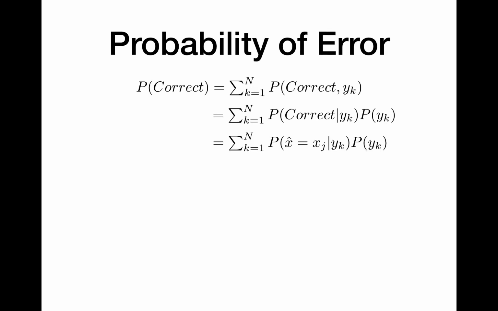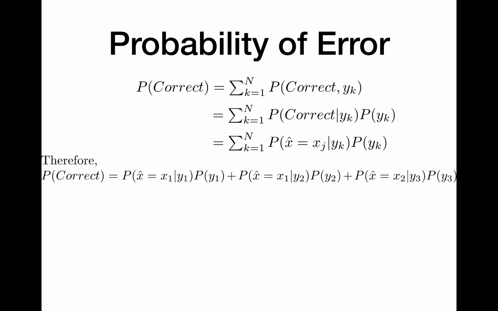Now let's calculate the probability of error. As was shown in the actual lecture, we would calculate the probability of error by first calculating the probability of correct, and this expression was shown in the class note. So this is your probability of correct.